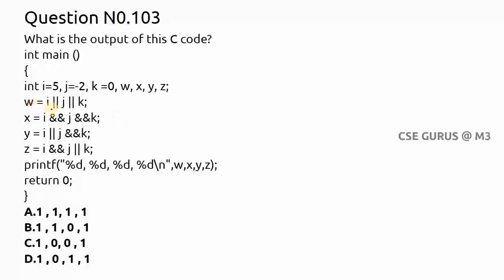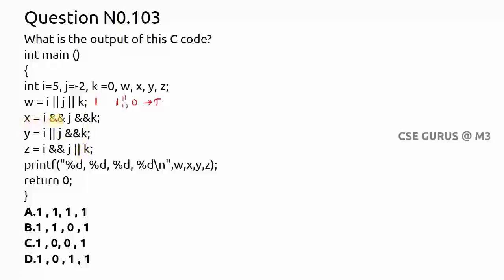Now if you consider W equals, what is I value? 5. Anyway two logical ORs, in that case we need to follow left to right associativity. So 5 means non-zero, J value -2, again non-zero. Non-zero or non-zero, the resultant is 1. And logical or K value, what is K value? 0. 1 or 0 means true or false is always true. So that's why the W value is 1.